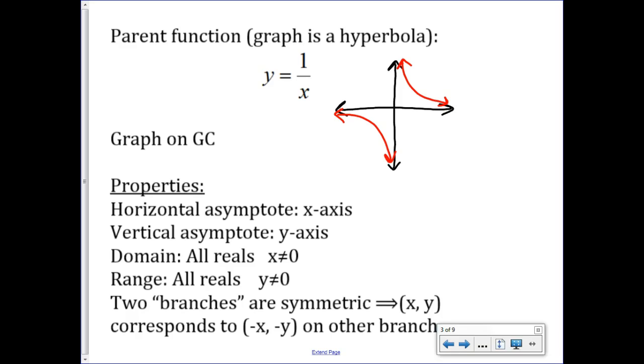They're symmetric. So you can see that x, y corresponds to negative x, negative y on the other branch. So if you have a point 1, 2, you're also going to have a point negative 1, negative 2. That's how that symmetry works there. So they will look the same in that first and third quadrant.